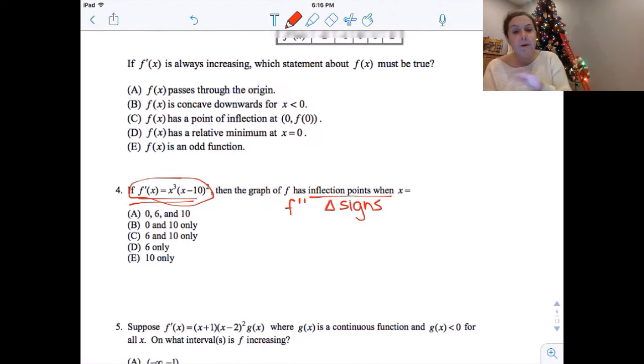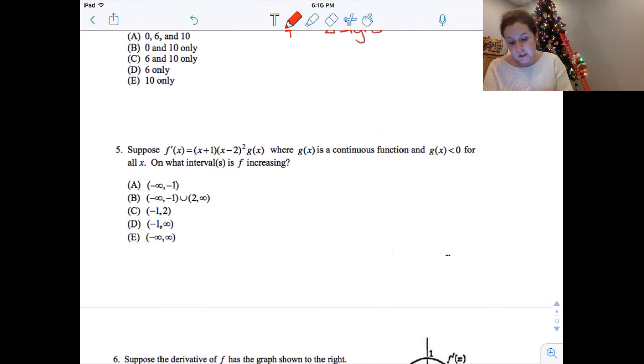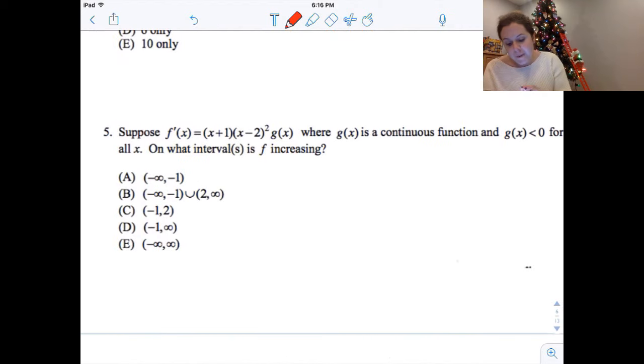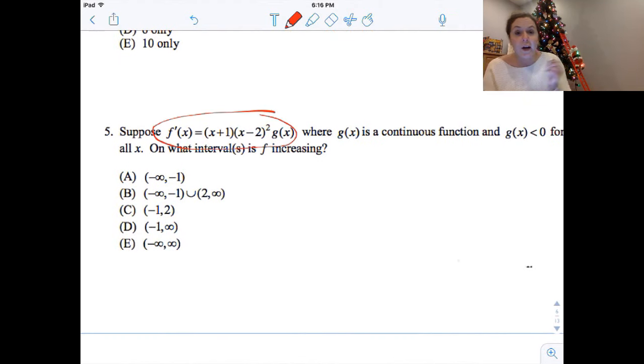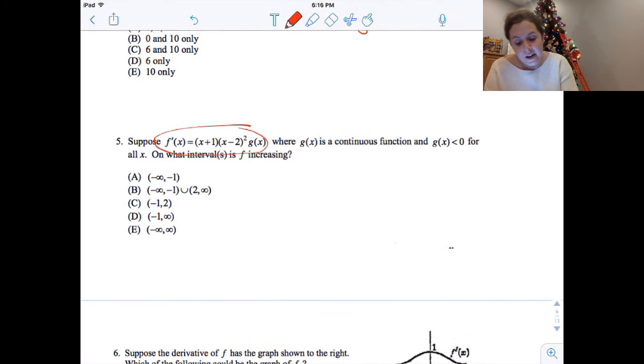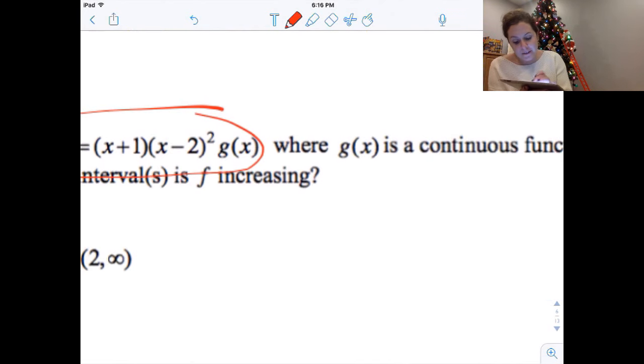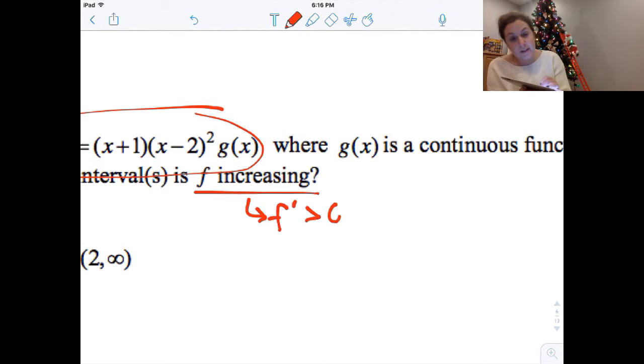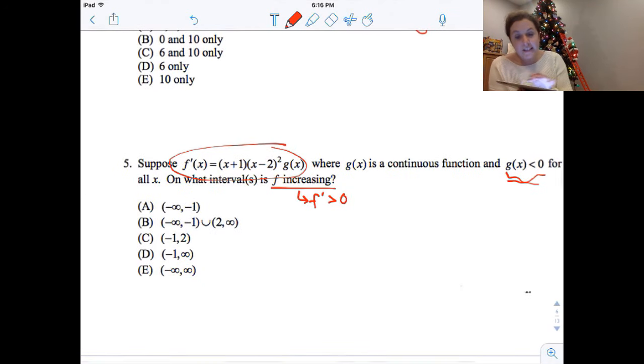All right, let's look at this one. So f prime is this, where one of the terms we don't know, it's g of x, but we know g is continuous, and we know g is always negative. So where is f increasing? So first thing I'm going to ask myself is, okay, what does that mean? So to me, this means f prime is positive. So this is f prime, at least I'm given that. So let's try to figure out where this would be positive.